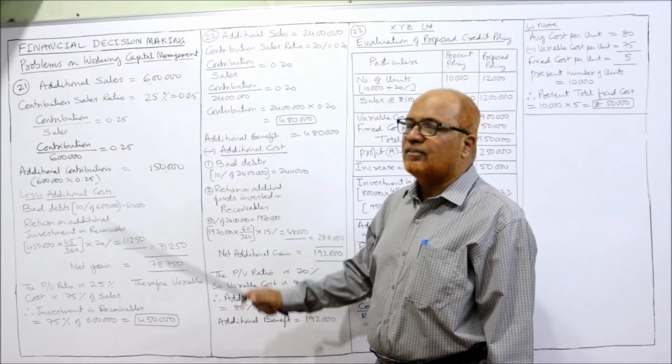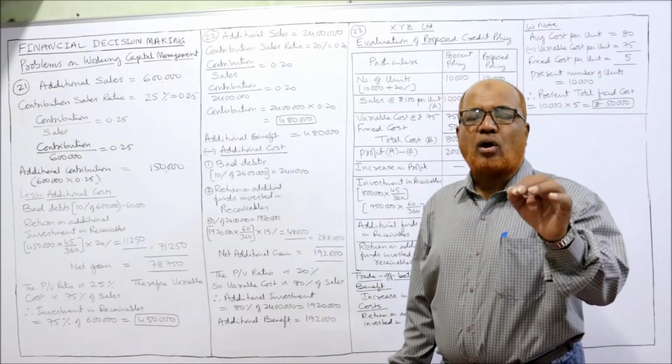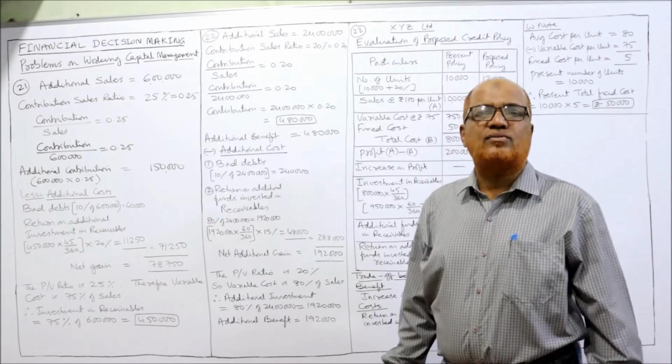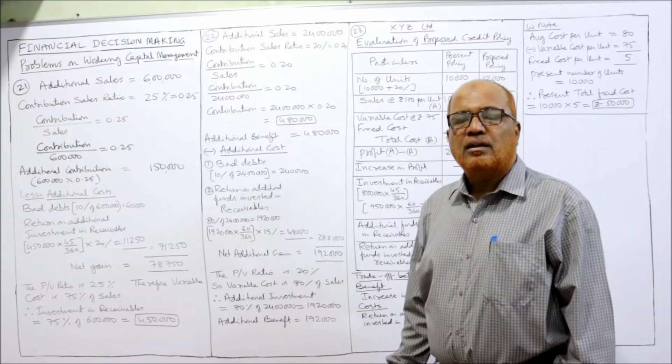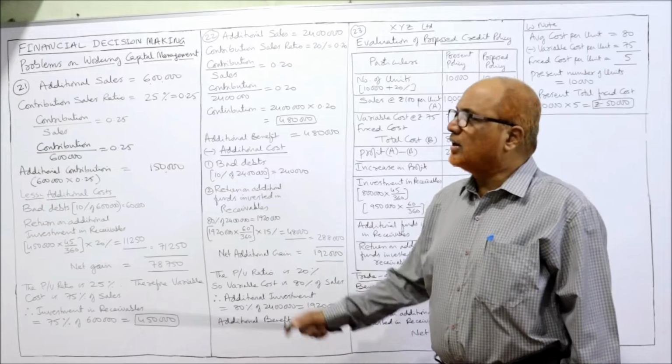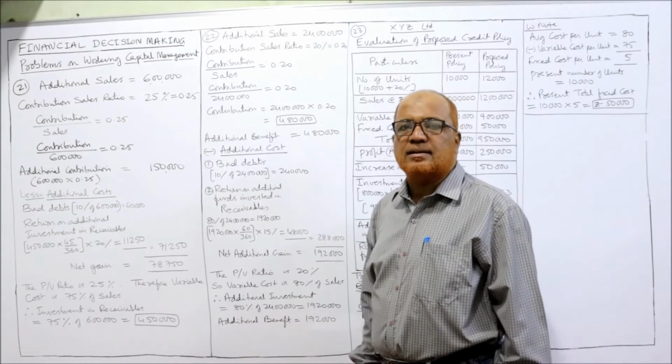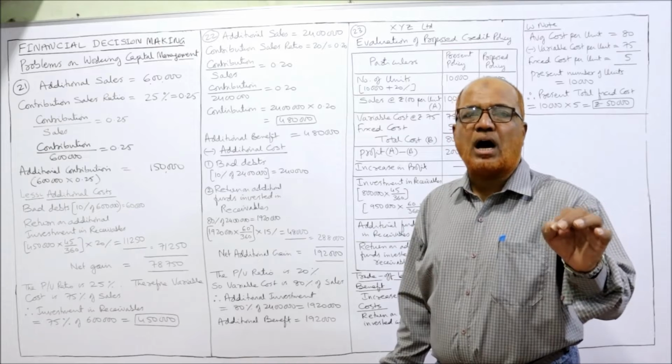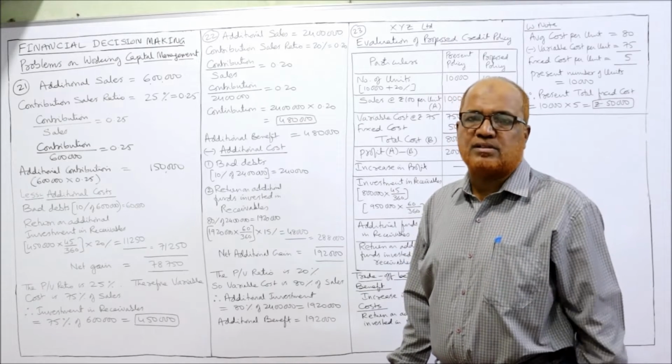Contribution sales ratio is 25%. That means contribution is 25% of sales, which means the variable cost is 75% of sales. When contribution is 25%, the variable cost is 75%.